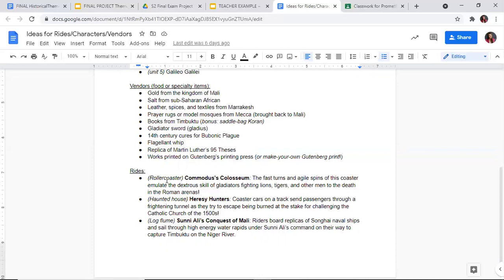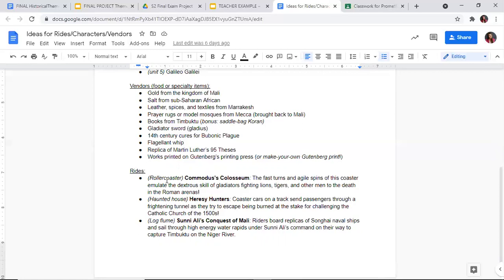And then you would explain the historical significance of what was heresy and what was the role of the Catholic Church in the 1500s and why did people have to try and escape being burned at the stake? What was getting them at risk of this in the first place, right? And the last example I have here is a log flume, Sunni Ali's Conquest of Mali.